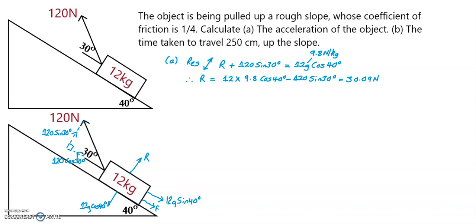Having found the normal reaction, we can then use this equation here, F equals mu R. Now mu is the coefficient of friction. So the frictional force F will be a quarter times the normal reaction, which is 30.09, and that equals 7.52 newtons. So the frictional force acting down the plane is 7.52 newtons.